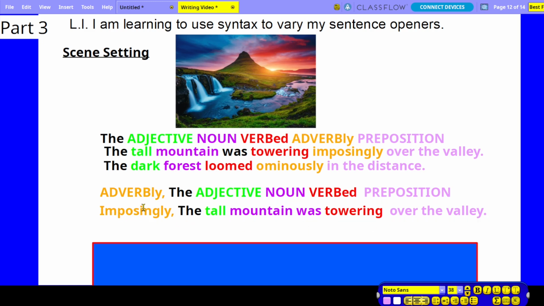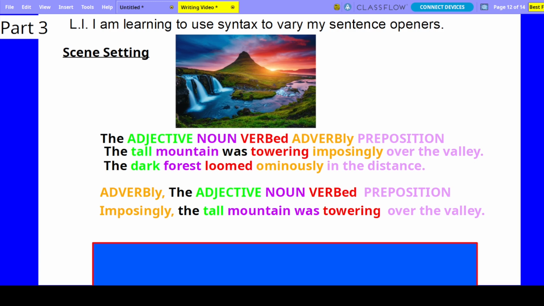And now we've got a slightly different flavour of sentence. Instead of starting with the and then the adjective, it now starts with an adverb. It means the same thing. If I say the tall mountain was towering imposingly over the valley, it's exactly the same as imposingly the tall mountain was towering over the valley. They mean the same thing. However, it gives a bit of variety to our writing if we can sometimes start with the adverb instead.